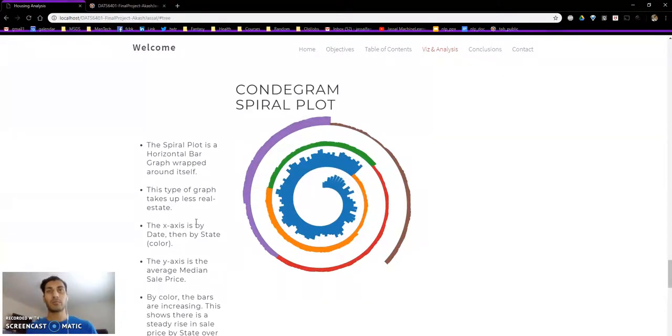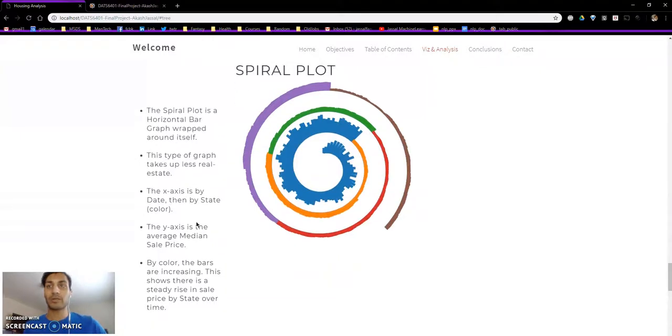The spiral plot was created in D3. It's a horizontal bar graph wrapped around itself. This type of graph takes up less real estate, so it's very powerful. The x-axis is by date and then by state, which is in color. The y-axis is the average median sale price.